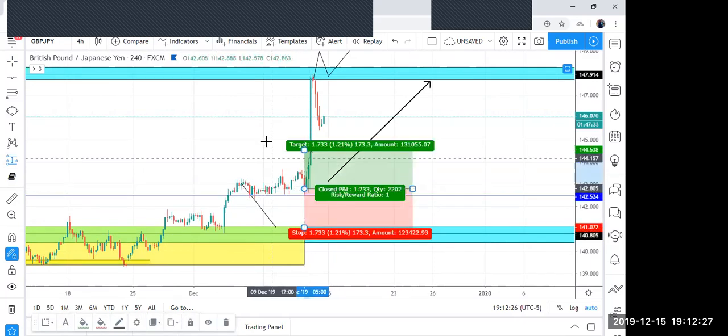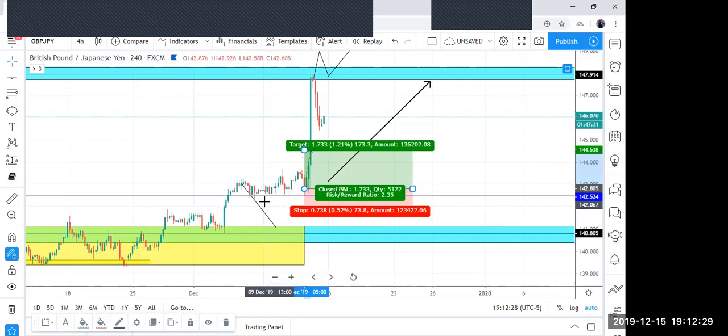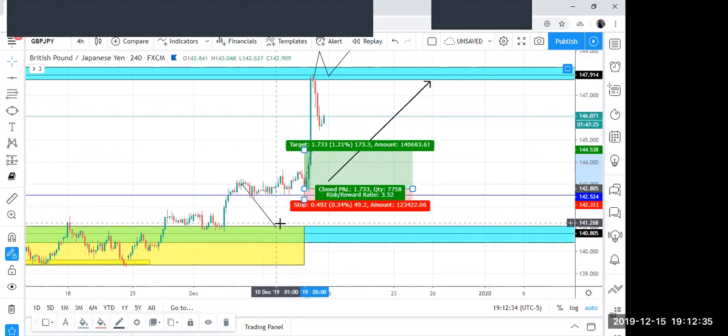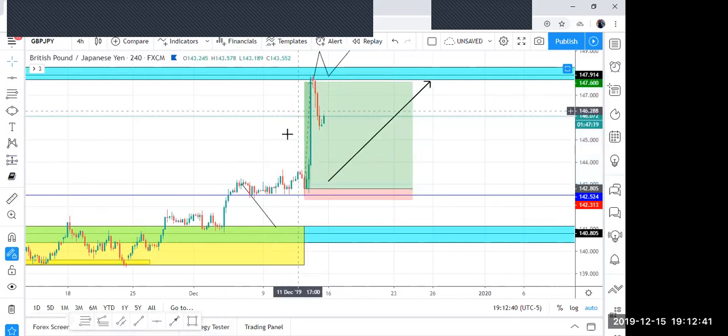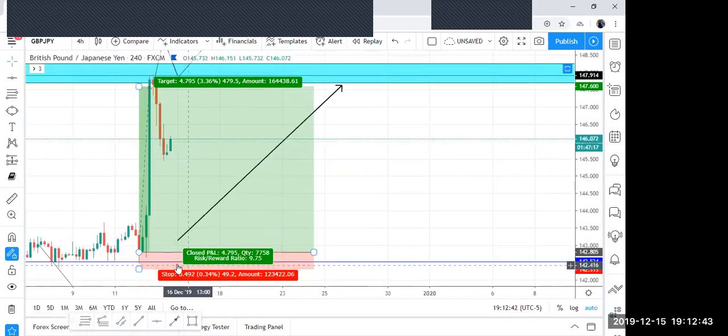Let's say you got in here. Your stop loss below all these wicks here, right? Below all them wicks, give yourself a little bit of room. And that is a big stop loss. Don't get me wrong, that is a big stop loss. But your risk to reward, your risk is small compared to your reward.